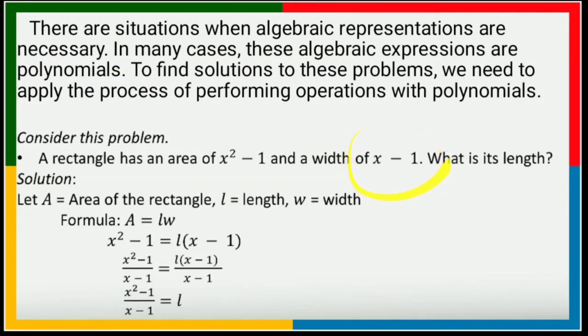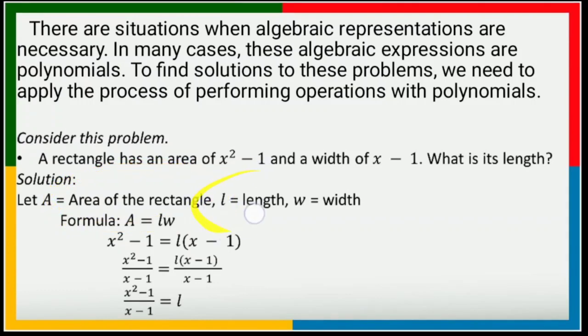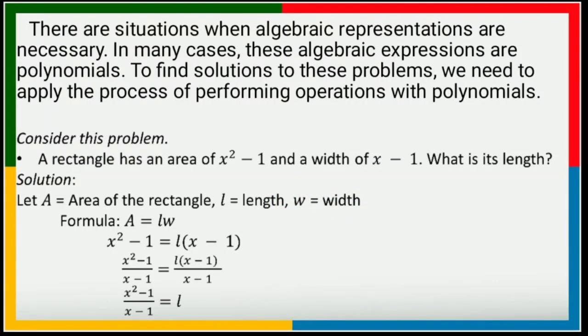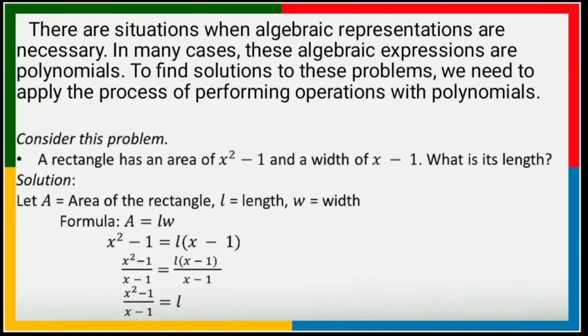So the solution here is we will let A be the area of the rectangle, then L be the length, and W be the width of the rectangle. You have to take note that the formula for finding the area of the rectangle is A is equal to length times width. Then, to solve the problem, we are looking for L, or the length.